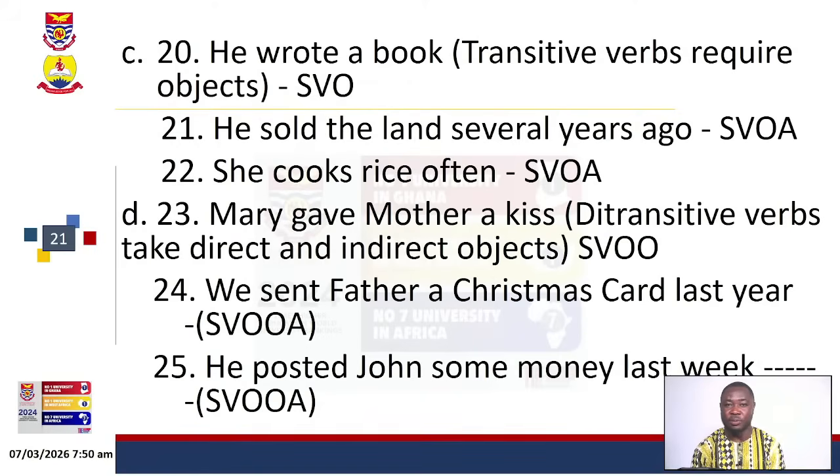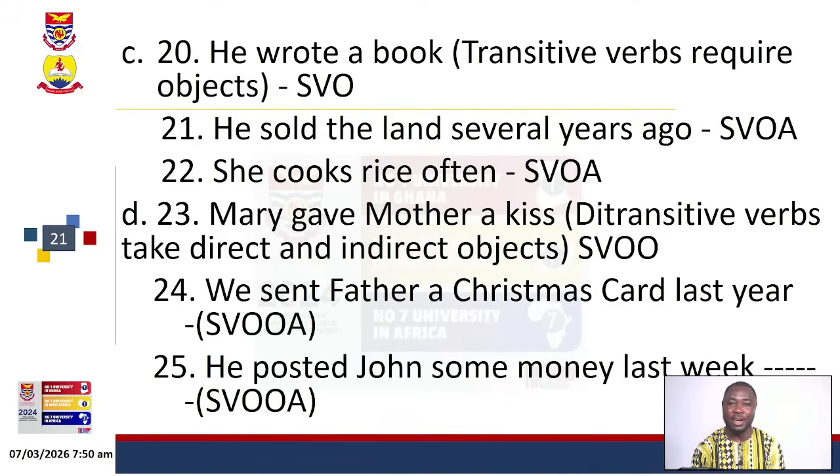Mostly, one of them is direct and one is indirect. How to identify the direct and the indirect is a simple semantic job. Okay, what did Mary give? Mary did not give mother. She gave a kiss. So the kiss is the direct object. Who did Mary give the kiss to? That is mother. Mother is the indirect object.